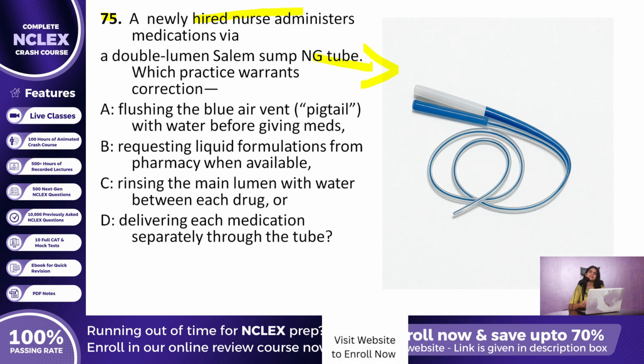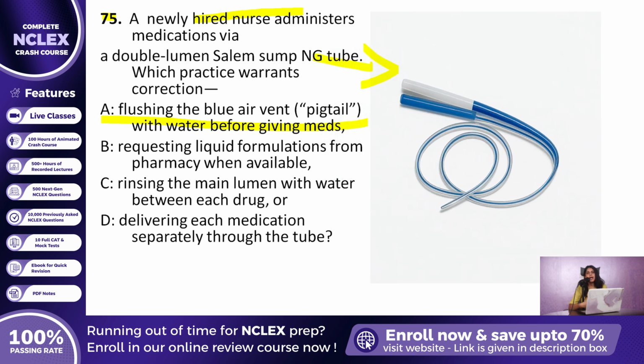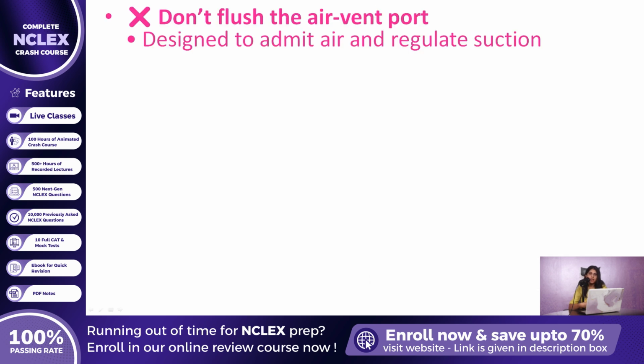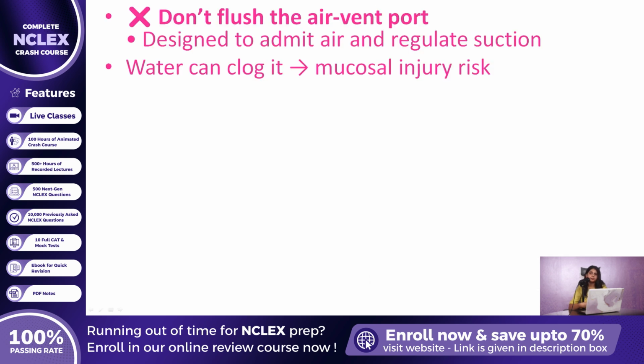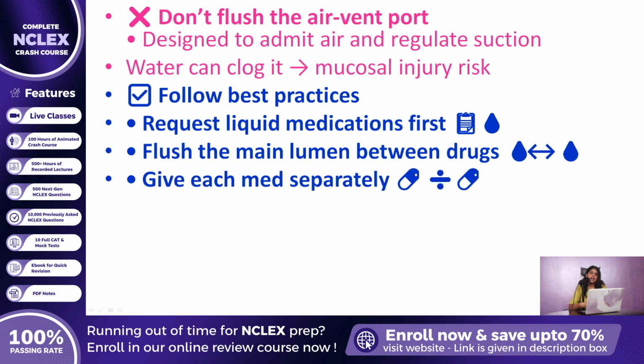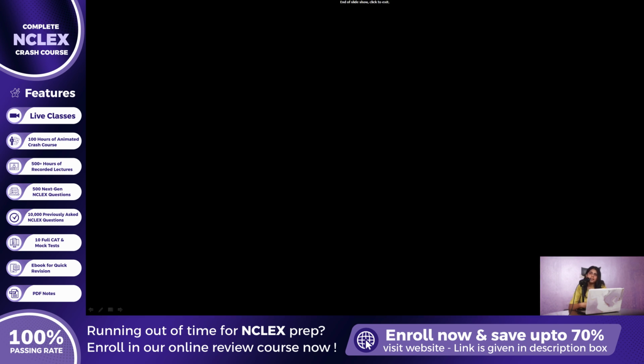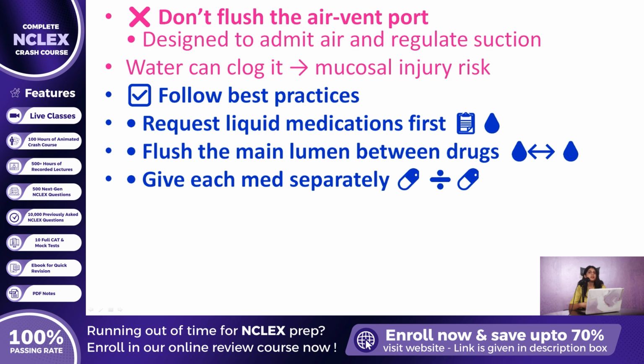The action that must be corrected is A. Flushing the air vent, because that port is designed to admit atmospheric air and prevent excessive suction pressure. Introducing water risks clogging it and causing mucosal injury. In contrast, requesting liquid meds, option B, flushing the main lumen between drugs, option C, and administering each medication separately, option D, all adhere to best practices and prevent tube occlusion.